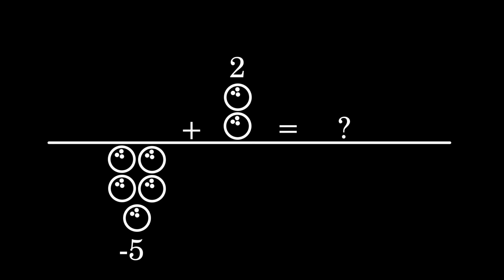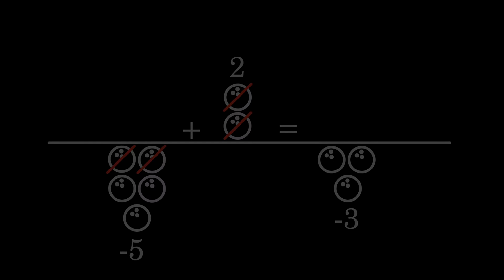Let's look at another example. Negative 5 plus 2. Since 5 is bigger than 2, we know our answer will be negative. 2 bowling balls from each side of the line will cancel out, leaving us with negative 3 bowling balls left. So our answer is negative 3. That was easy, but what about subtraction?